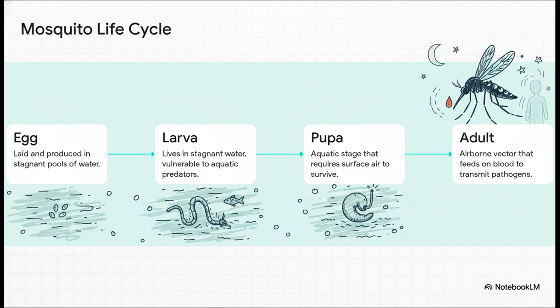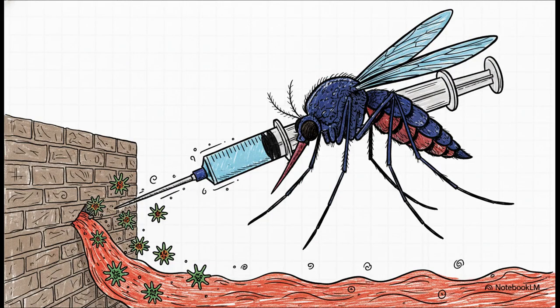It all starts as an egg, laid directly in stagnant pools of water. Those eggs hatch into a larva, which hangs out in that stagnant water, totally vulnerable to aquatic predators. Next up is the pupa stage. It stays in the water, but here's the kicker. It uniquely requires access to surface air to survive. Finally, it emerges as an adult. This is the airborne vector stage, the one that feeds on blood, usually around dusk, and actively transmits pathogens from host to host. Once it's an adult, the mosquito is essentially the perfect biological syringe.